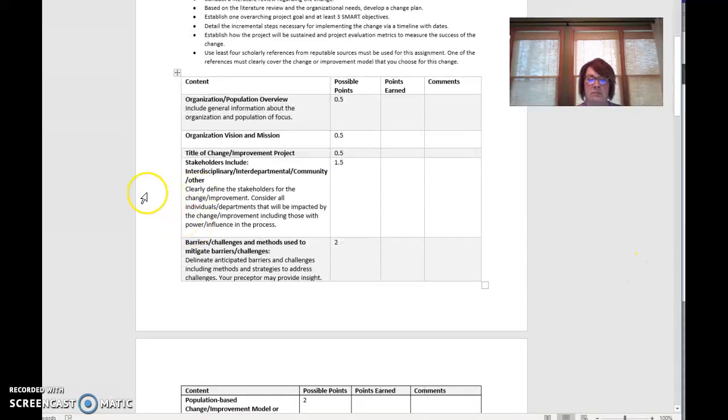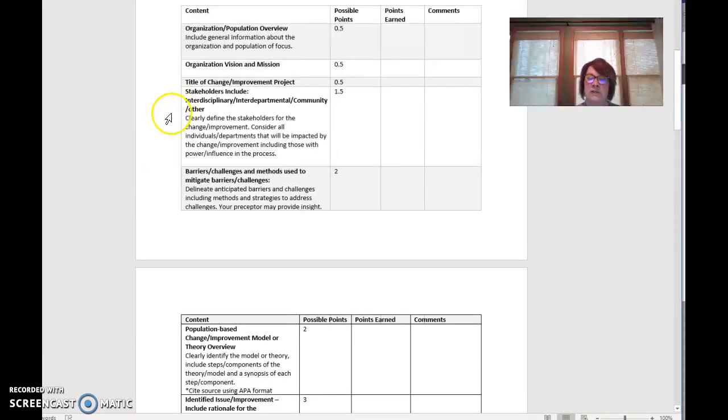So just a brief overview, you're going to do just a brief synopsis of the organization itself. You're going to identify the title of the change or the improvement. You're going to identify your stakeholders, of course, and you want to clearly identify those and go very broad with the stakeholders, and who is all involved and who is needed to make this a success.